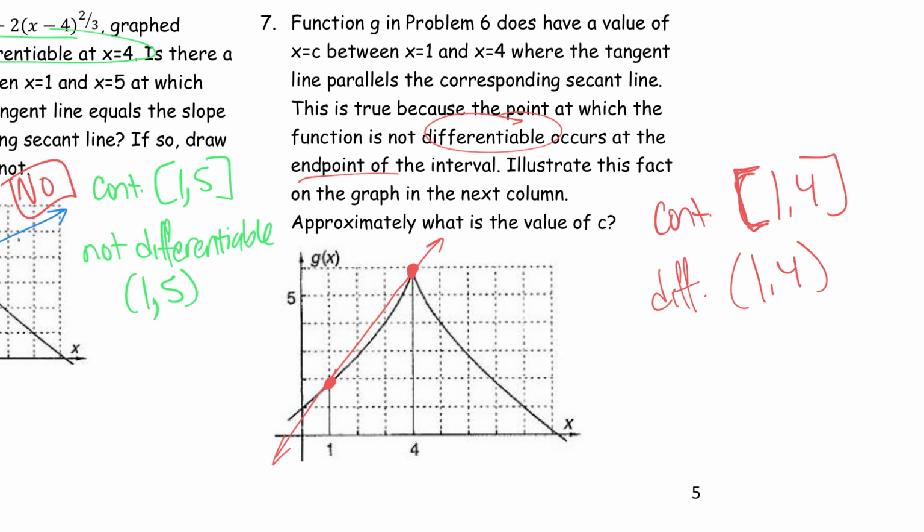So, do we have some spot between 1 and 4 where we'll have a parallel tangent? And the answer is going to be yeah. Somewhere in between here, maybe roundabouts there, we would have that parallel tangent line, and it's going to be parallel to the secant, which is my red line there. So maybe c is almost 3, maybe like 2.8-ish.